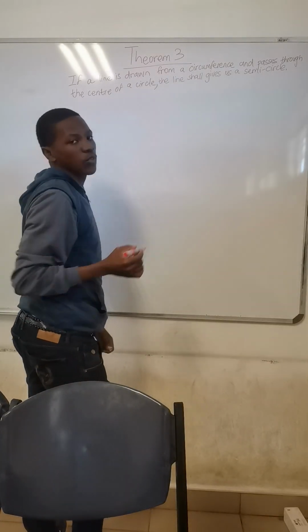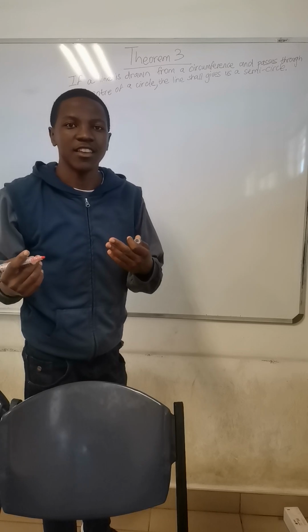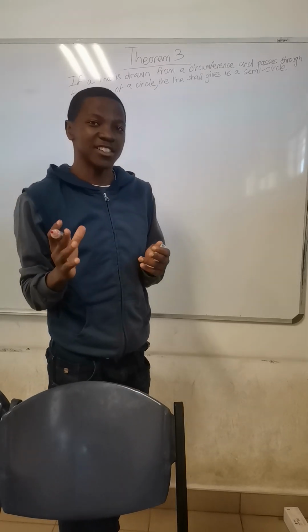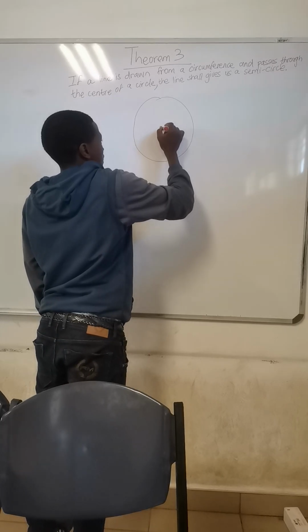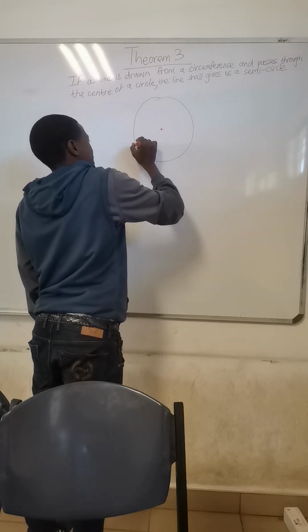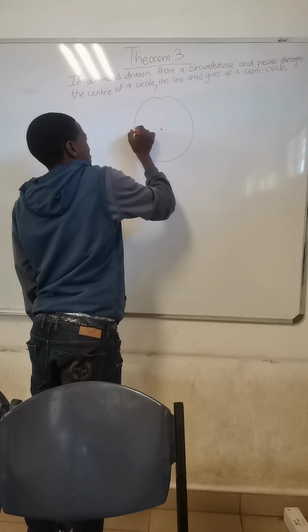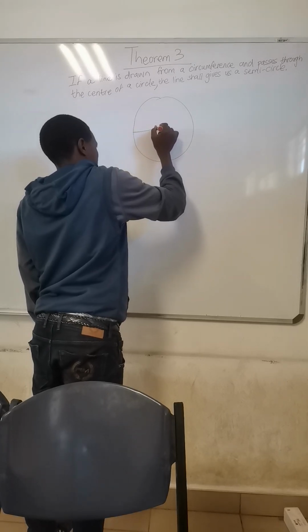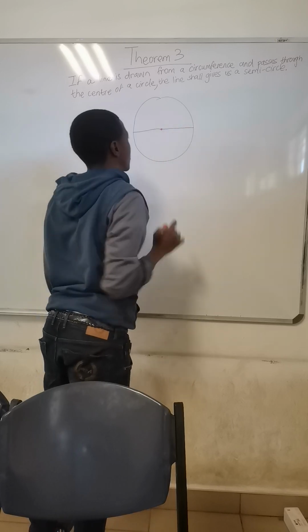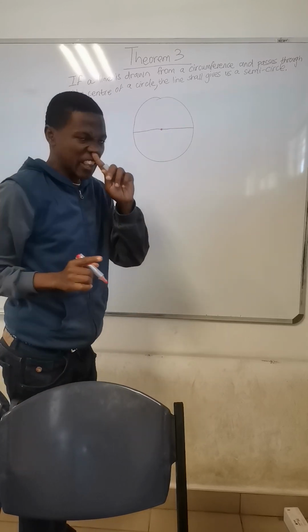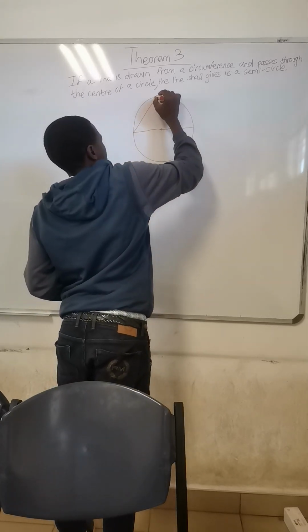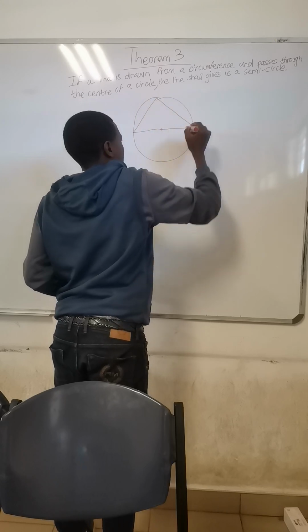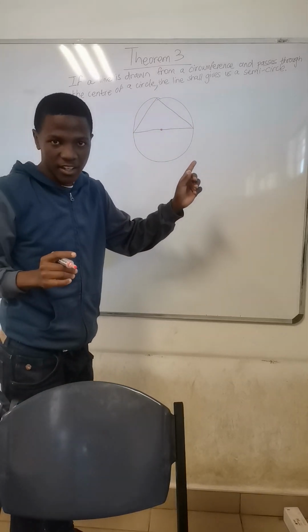In other words, what we are trying to say is that if a circle is drawn and there's a center of a circle, a line that starts from the circumference and passes through the center of the circle and touches the other side. Therefore, we are going to have angles in a semicircle. These are angles in a semicircle.